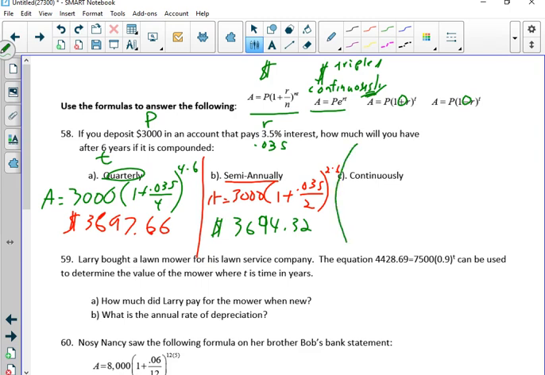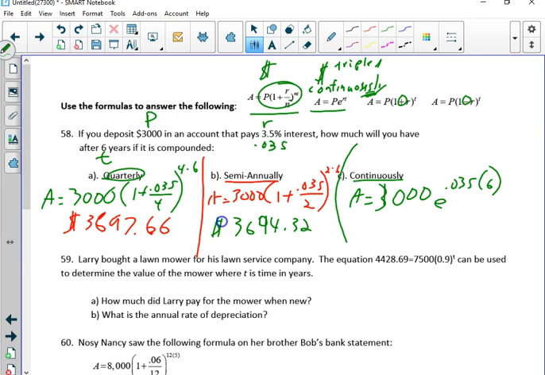And then continuously, A equals the principal amount, 3 grand. Then there's the E, and then the rate, 0.035, and then time, 6. This one really hurt people on the test. I had people underline the word continuously and still use this formula.